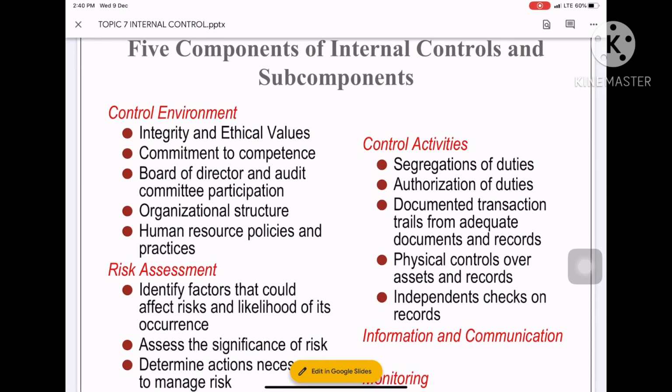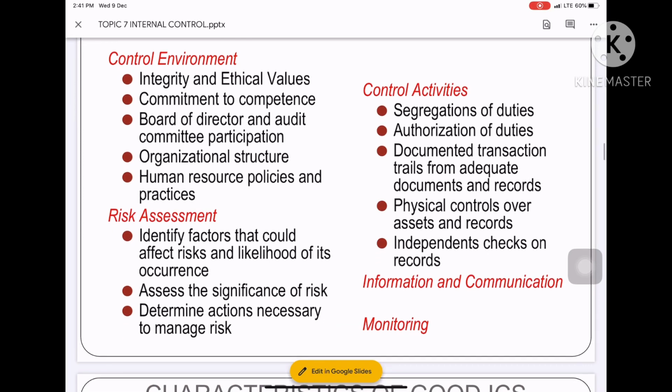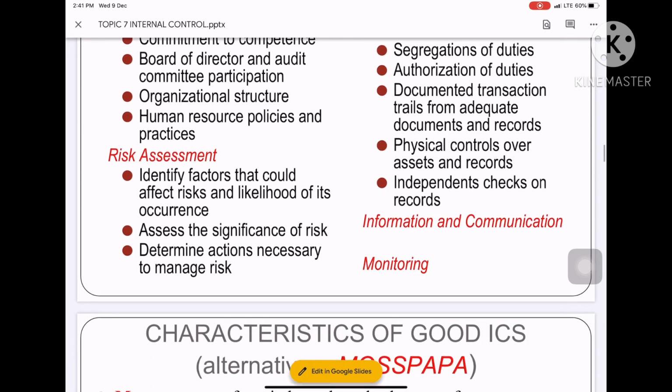So this is the summary of the 5 components of internal control and the subcomponents that we discussed just now. Number 1 is control environment. Number 2 is risk assessment, then control activities, information and communication, and monitoring. So these are the keywords that we discussed.